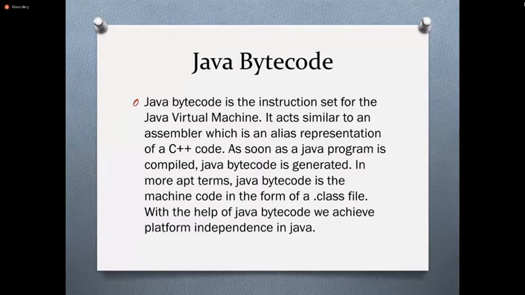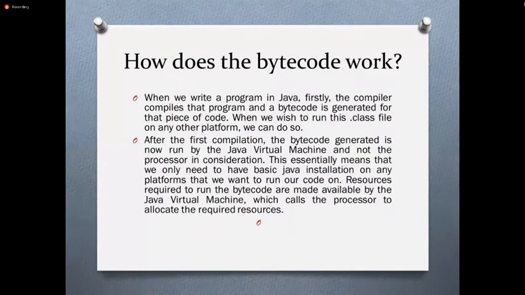This is how we achieve platform independence. When we write a program and compile it, bytecode is generated for that piece of code. Then we can run this .class file on any other platform. Anyway, this .class file is generated once and it will run as and when we require, whenever we run the program.